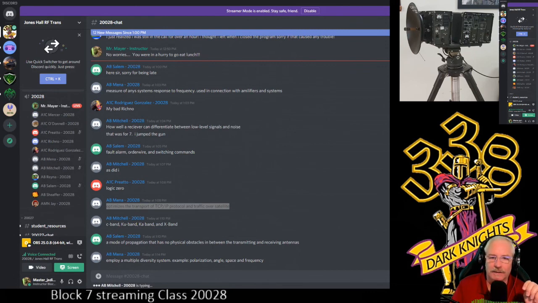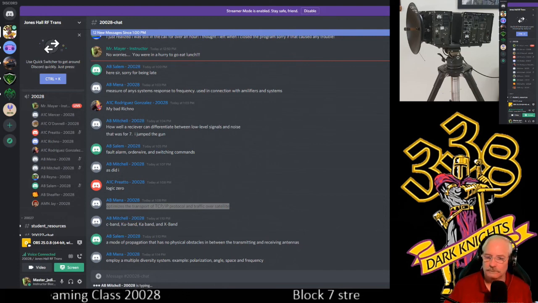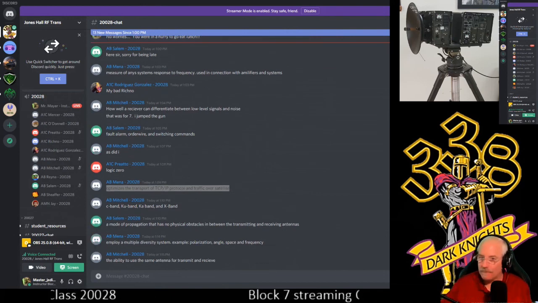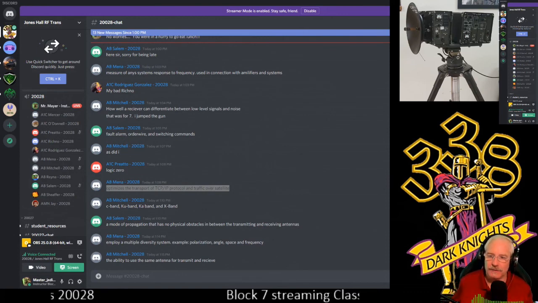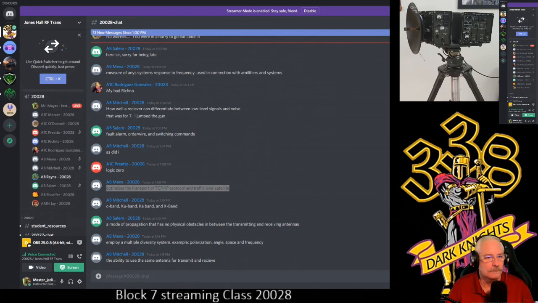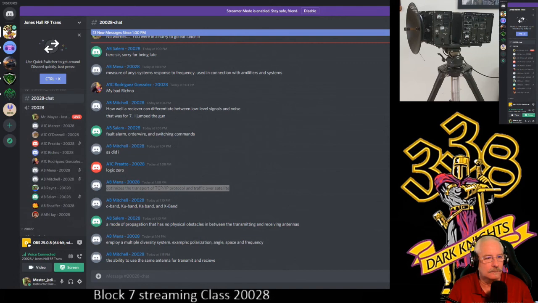Number 3. Mitchell is writing. The ability to use the same antenna for transmit and receive? Yes. That's the old block 4 one there. Number 4. For the highest amount of gain and the lowest amount of signal loss. Okay, that'll work.